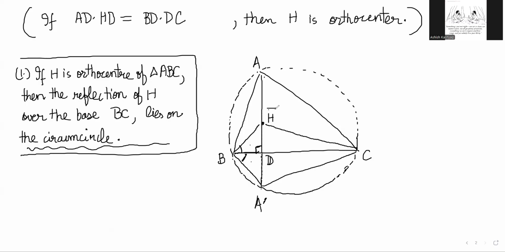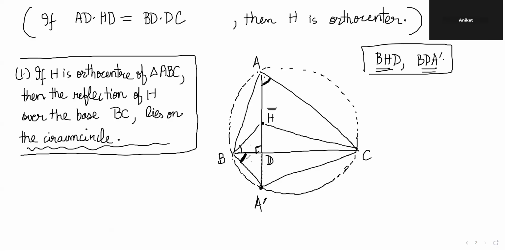So let's suppose H is orthocenter, then reflection of H lies on circumcircle. So what I will do is not assume that it is reflection. I will just extend this line to meet the circumcircle at A dash. Now in triangle BHD, we know that angle CBH is equal to angle CAD. In these two triangles, we can say that this angle is equal to this, right? Yes, sir. Because of circle properties, this angle is equal to this. So this angle is clearly going to be 90 minus C.